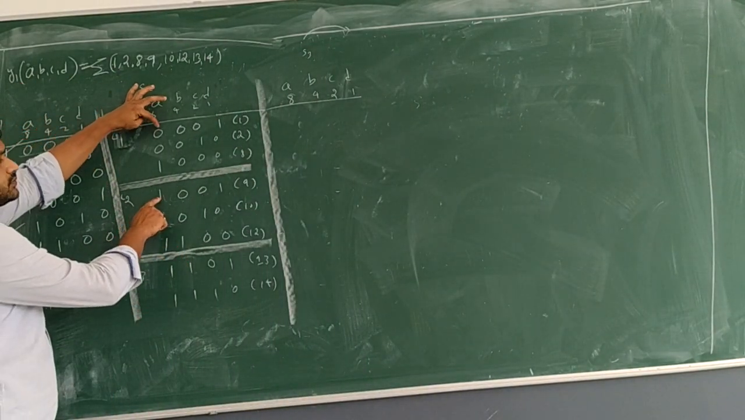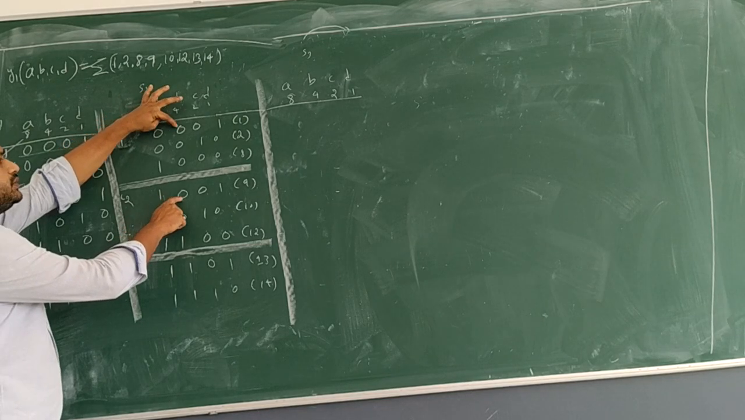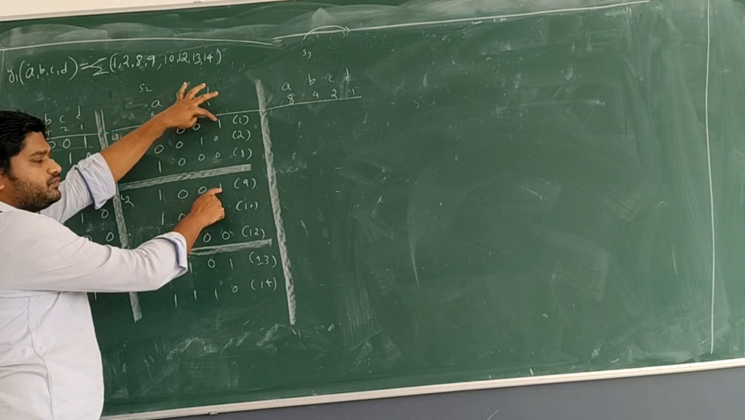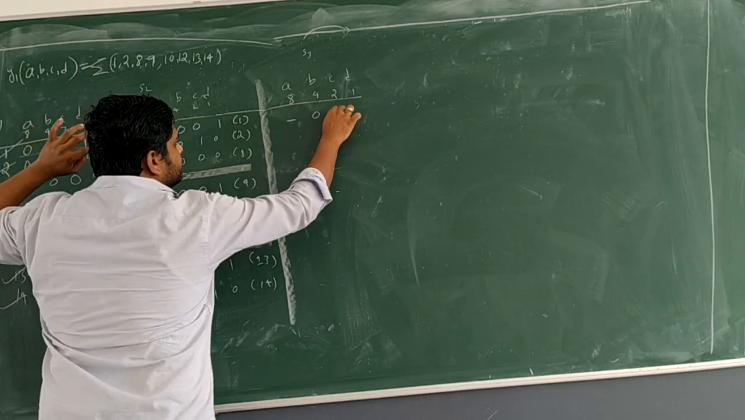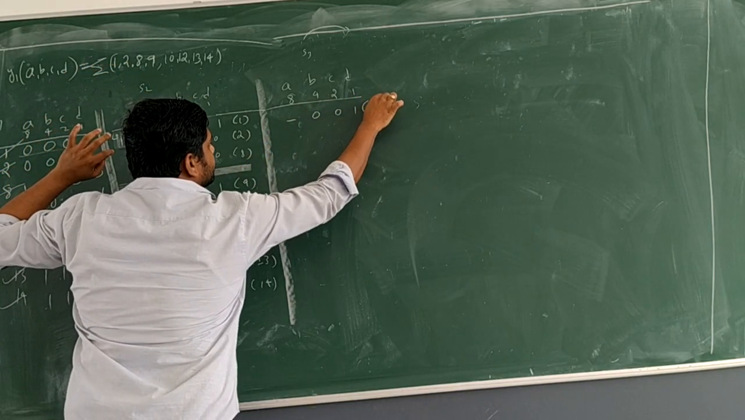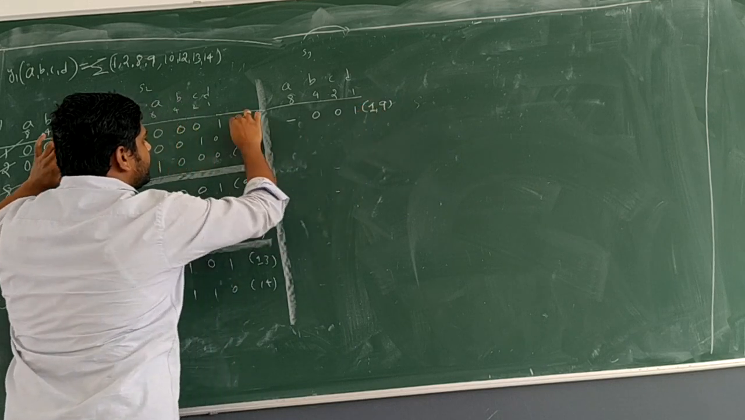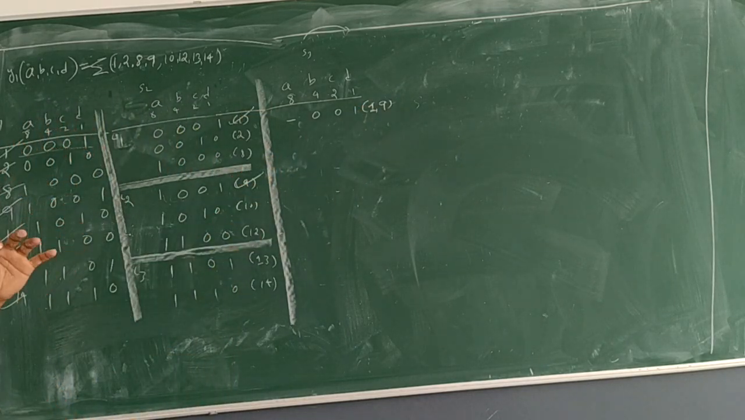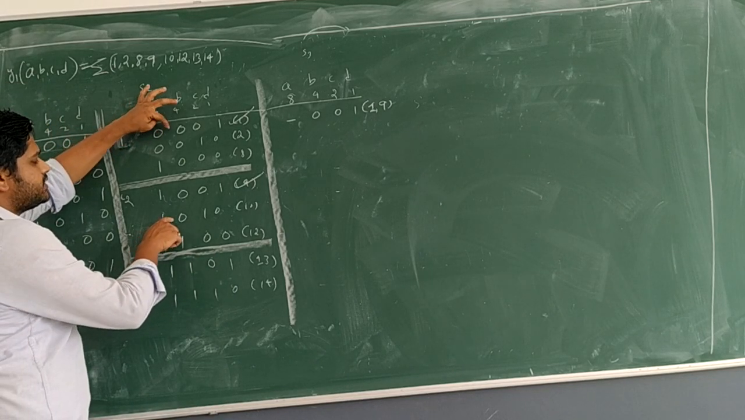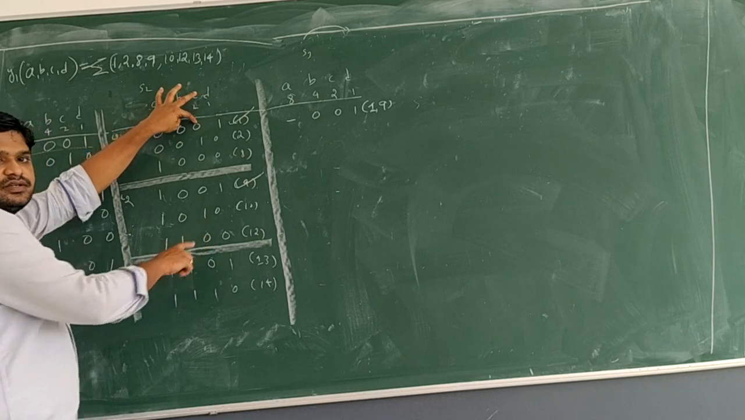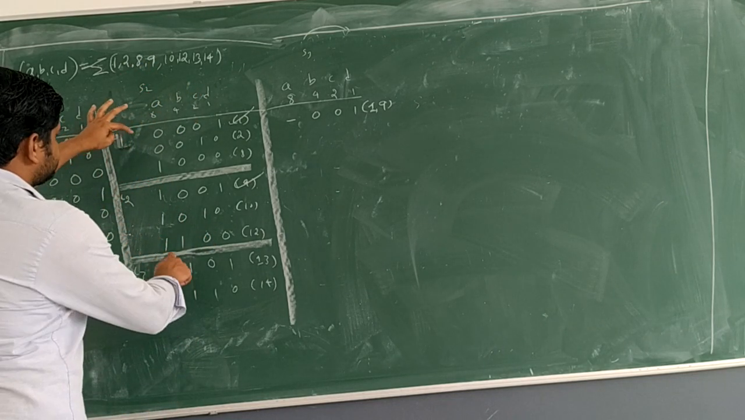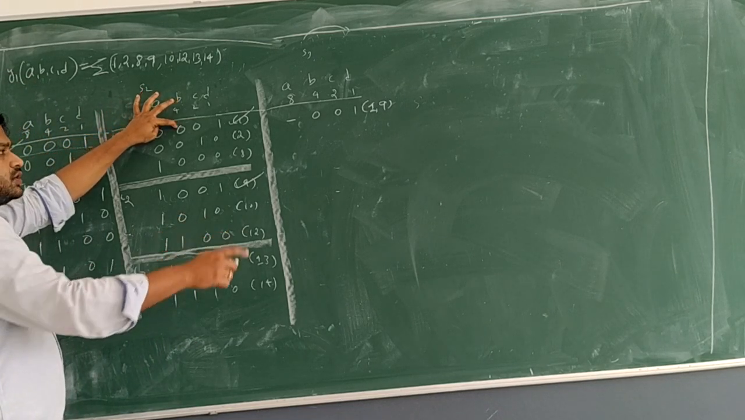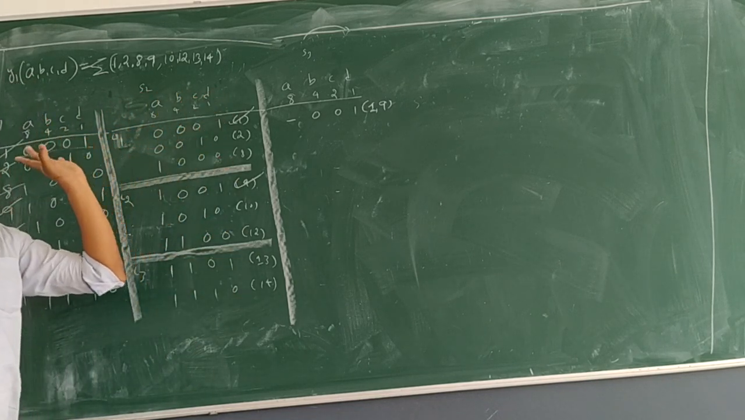So 1 with 9. See here, A different, B same, C same, D same. Because 0, 0, 1, hence hyphen 0, 0, 1. The group is 1 and 9. Put a pass mark for 1 and 9. So 1 and 10: A different, B same, C different. As soon as we find two differences, we can neglect. 1 and 12: A different, B different. So 1 with 9 only is possible.